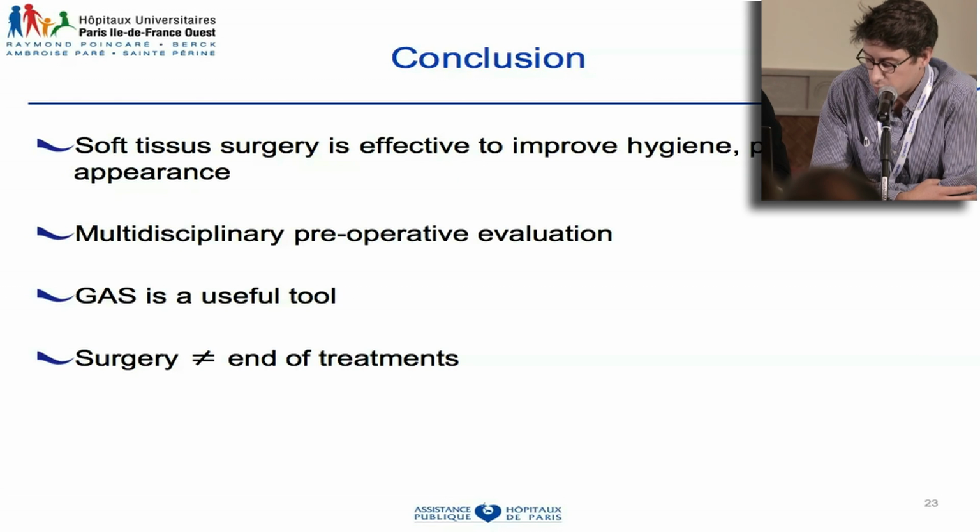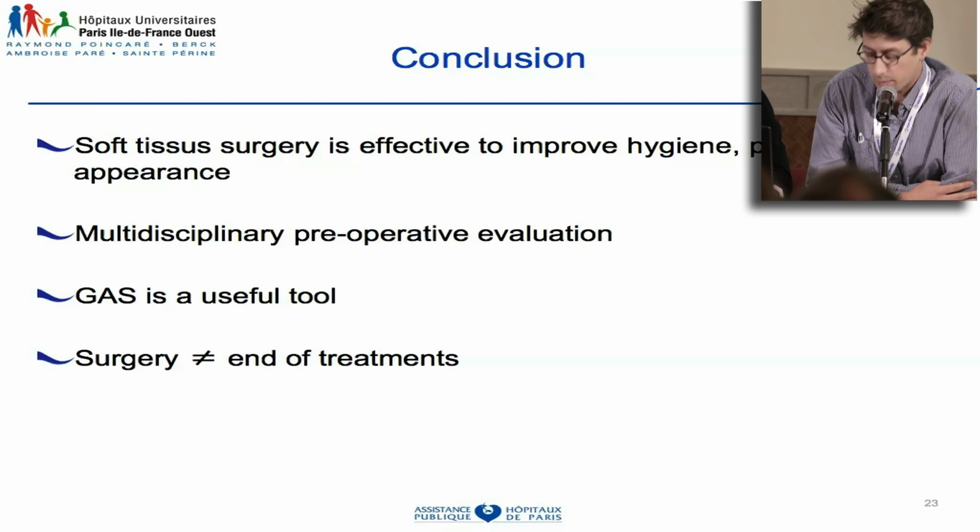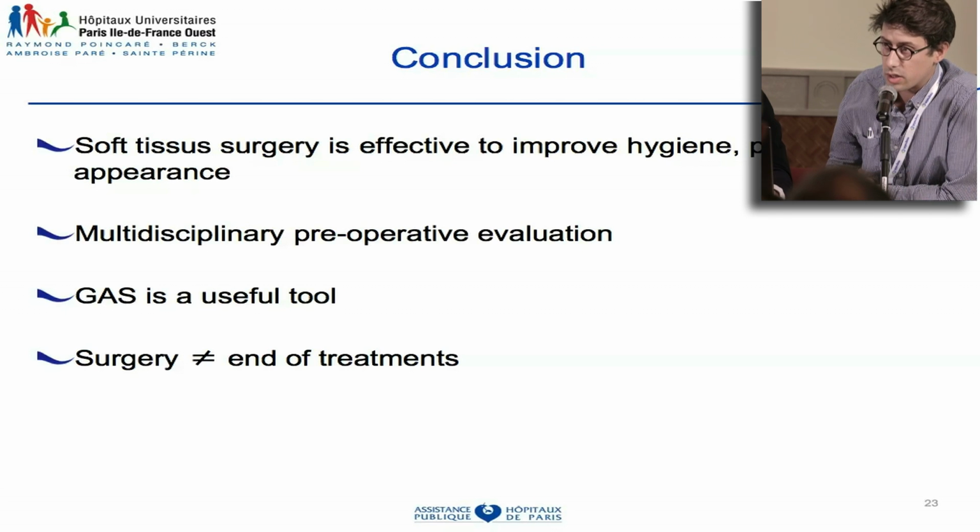So, soft tissue surgery can effectively improve hygiene, pain, and appearance in adults with CNS disorders. The preoperative evaluation should be multidisciplinary, and goal attainment scaling is a useful tool to assess the effectiveness of surgery for these patients. Surgery does not necessarily mean the end of the treatment for patients with CNS lesions, as post-surgical changes allow new objectives to be determined, which can be attained through further pharmacologic treatment and rehabilitation.